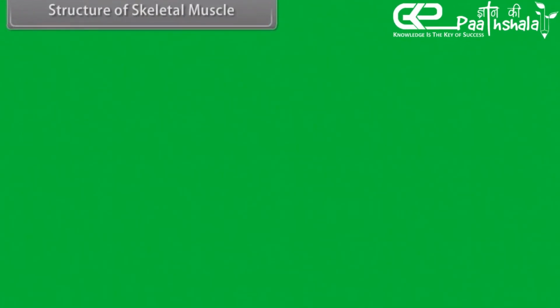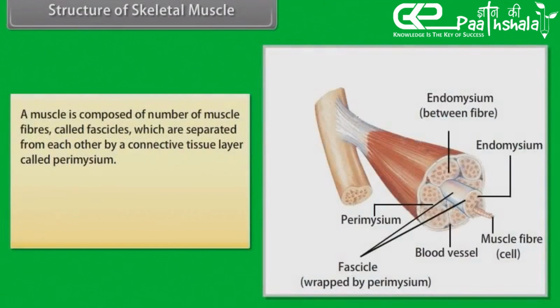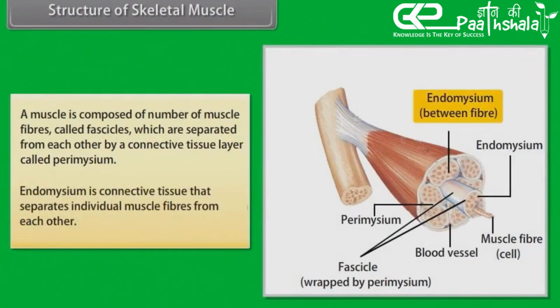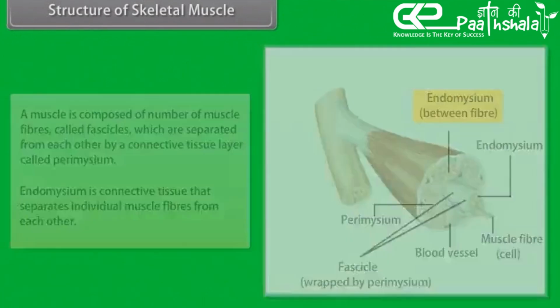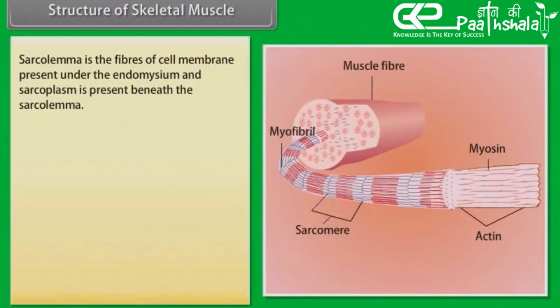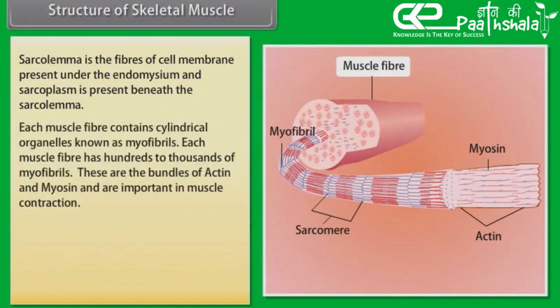Structure of skeletal muscles. A muscle is composed of number of muscle fibers called fascicles which are separated from each other by a connective tissue layer called perimysium. Endomysium is connective tissue that separates individual muscle fibers from each other. Sarcolemma is the fiber of cell membrane present under the endomysium and sarcoplasm is present beneath the sarcolemma. Each muscle fiber contains cylindrical organelles known as myofibrils. Each muscle fiber has hundreds to thousands of myofibrils.